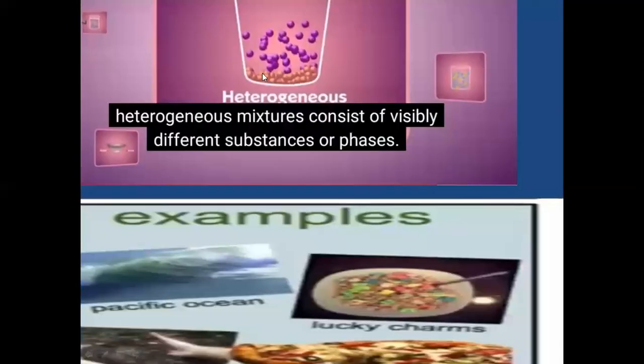In the heterogeneous mixture, you can see the orange balls at the base and the purple balls at the mid. It means the solution does not have uniform composition, because some molecules are more concentrated at the base and some molecules are more concentrated at the mid. So this type of solution, where the molecules are not distributed uniformly or evenly, is called a heterogeneous mixture and it does not have uniform composition. Some other examples of heterogeneous mixtures are Fizzer, Lucky Charms, the Pacific Ocean, and clay.